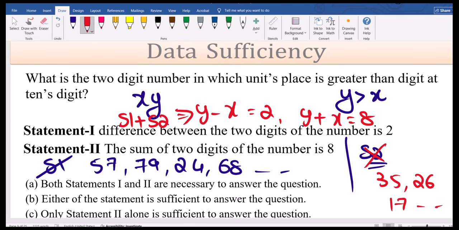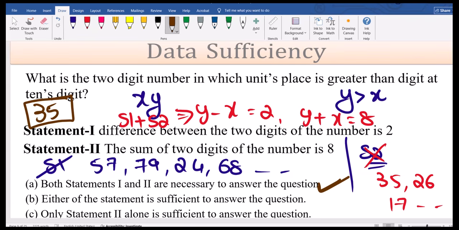Now put together. Difference y minus x, y must be greater than x. So y minus x is 2, y plus x is 8. Adding and dividing we can get 3 and 5. The two-digit number is 35. We can fix finally 35 is the answer, but that is putting both statements together. So option A, both together, answer should be 35.